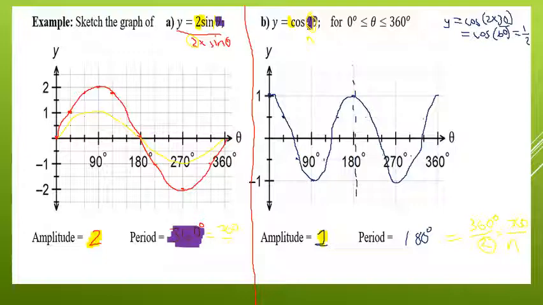Okay, just while I've got your attention, if the rule was y equals tan 2 theta, we'd find the period would be 180 divided by 2, because the standard tan graph has a period of 180 degrees. So this would be 90 degrees before it starts repeating. Just be careful of that. And you should now be able to attempt the questions from the exercise.